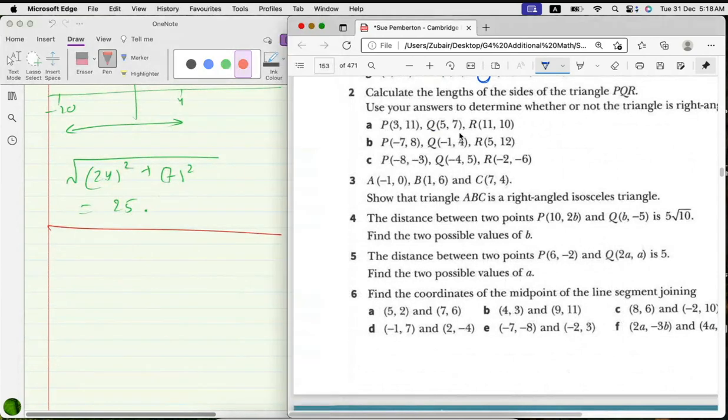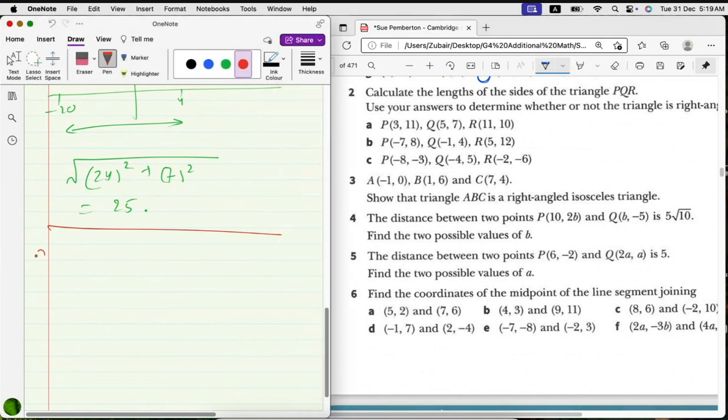Or else we could have checked the gradient of PQ and gradient of QR, and then gradient of RP. Any two gradients multiplied with each other, if they give -1, then it shows that they are perpendicular to each other. For now, we go for distance.